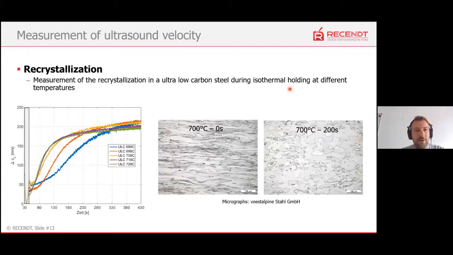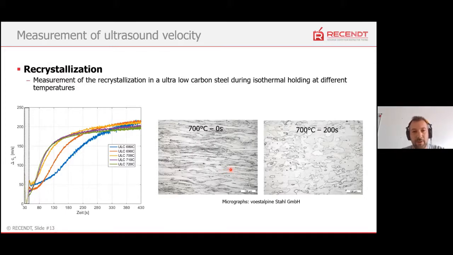So we can also measure the recrystallization with laser ultrasound. On this slide, you can see the measurement of a recrystallization in ultra-low carbon steel during isothermal holding at different temperatures from 680 degrees to 720 degrees. We have some micrographs here.